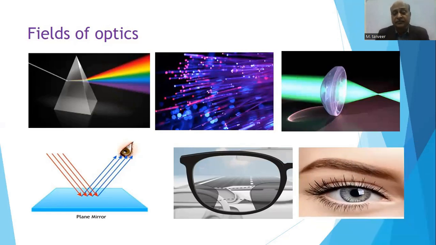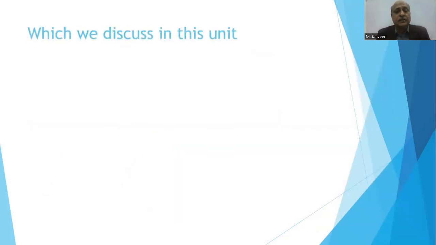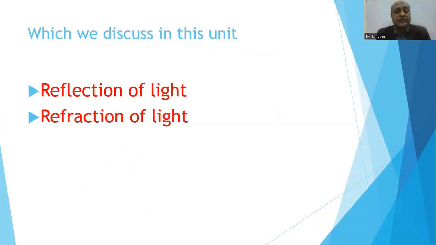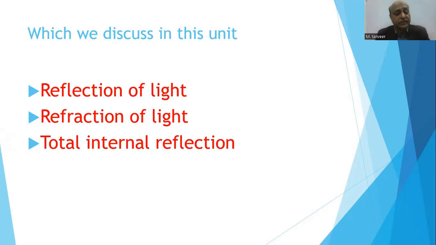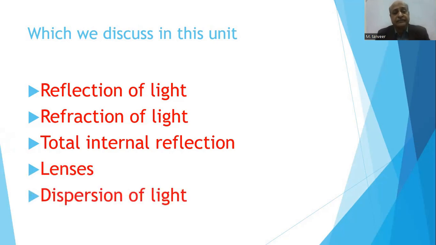These are the contact lenses which we also use in optics, which we discuss in this unit. First of all, we will discuss reflection. Then we will discuss refraction of light, how rays of light are reflected and refracted. Then we will discuss total internal reflection. After total internal reflection, we will discuss lenses and dispersion of light. These main topics will be discussed in this unit.